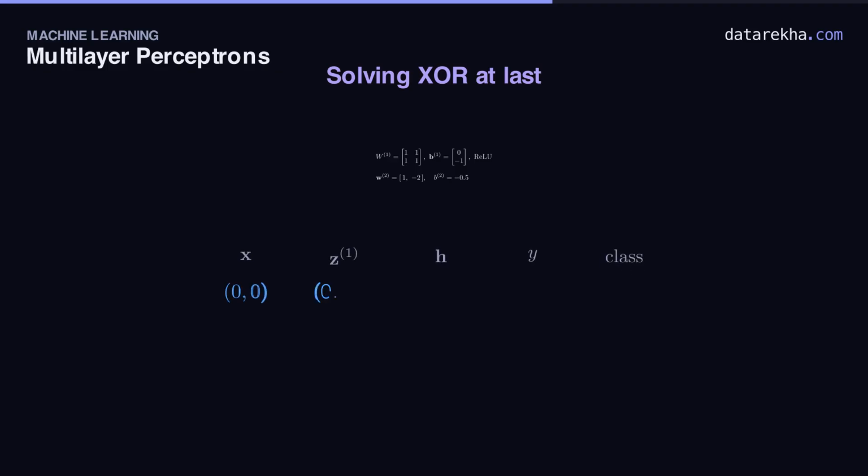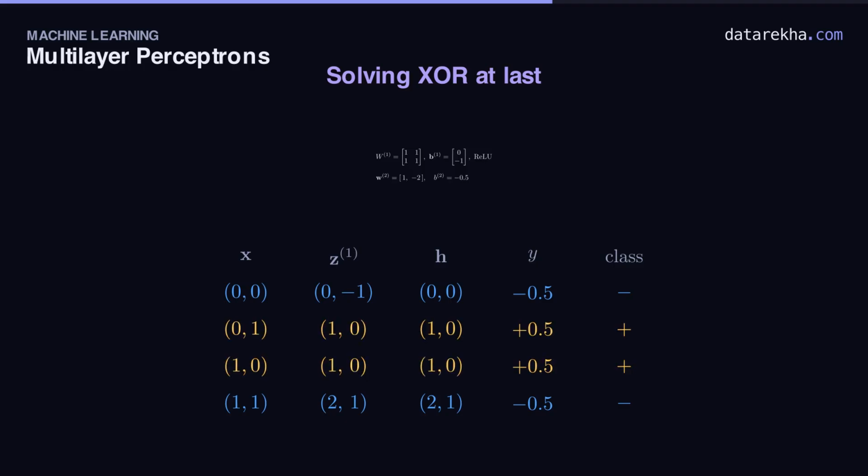Run all four inputs through. Same inputs give an output of minus a half, negative. Differing inputs give plus a half, positive. The signs split the XOR perfectly.